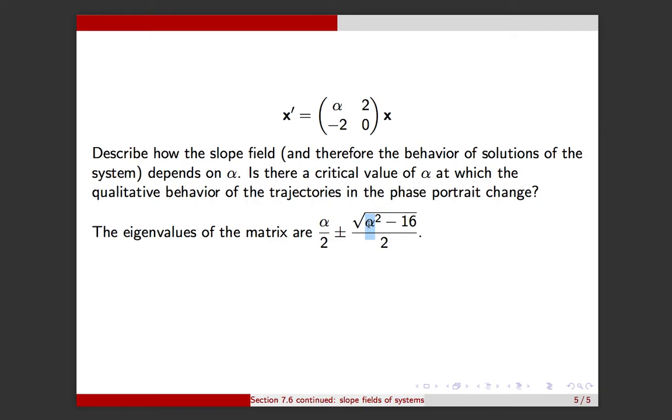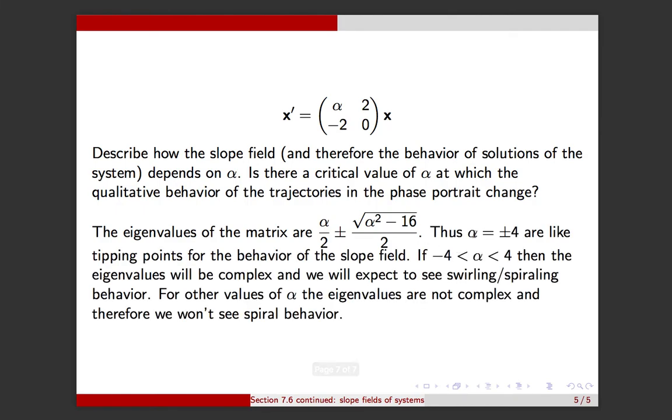And therefore I won't get any spiraling. I'll get a node-ish sort of thing, or maybe a saddle, I don't know, but certainly not a spiral. However, if alpha is 2, now what's under the root is negative, and I get complex eigenvalues. So all that to say, alpha equal plus or minus 4, those are like tipping points or thresholds, if you like. For any alpha value between those, you get complex eigenvalues. For any alpha outside of those, you're not going to get imaginary values, so you won't see any spiraling.